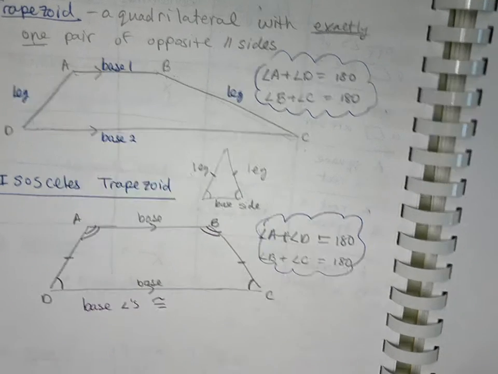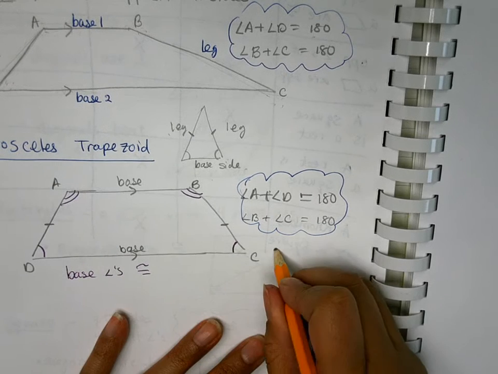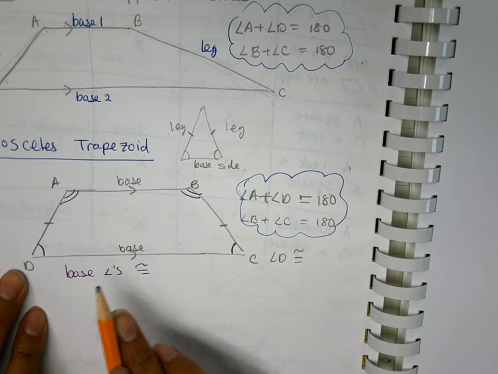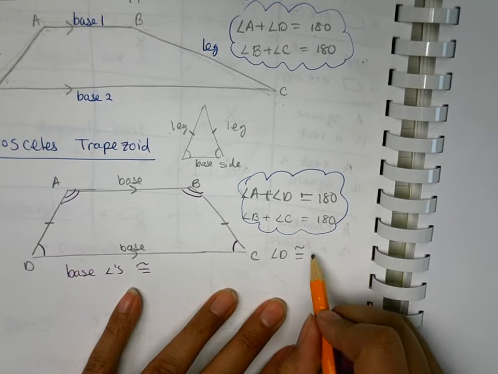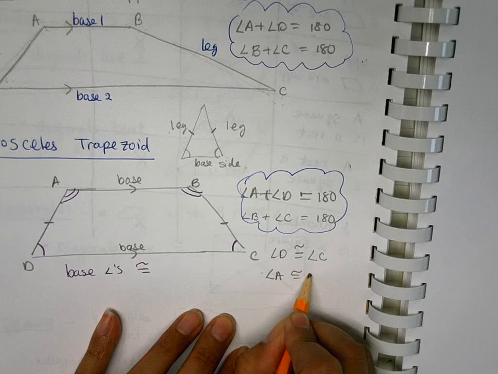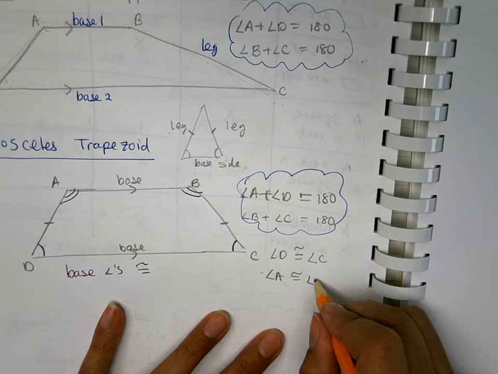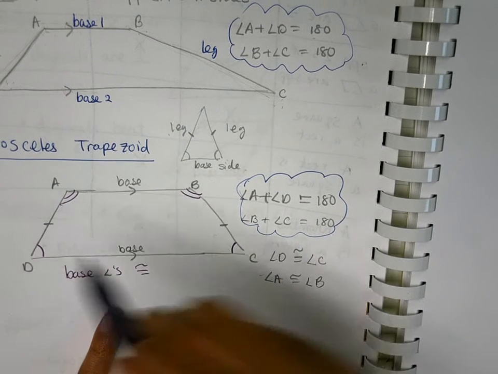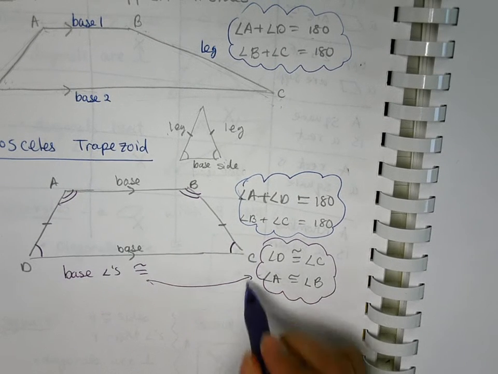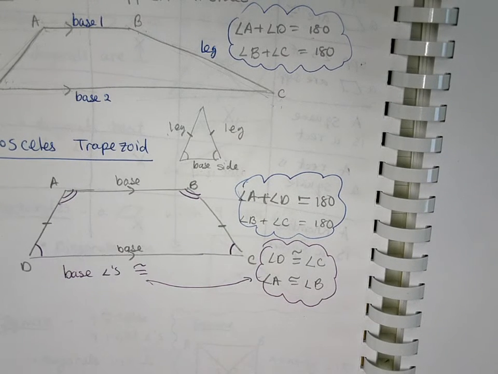All right, so I'm going to write that down over here. Angle D, not plus, but is congruent to angle C. Angle A is congruent to which angle? B. Questions? That's only when they're asking what's congruent. We're going to use that when they're asking us to find missing angles.